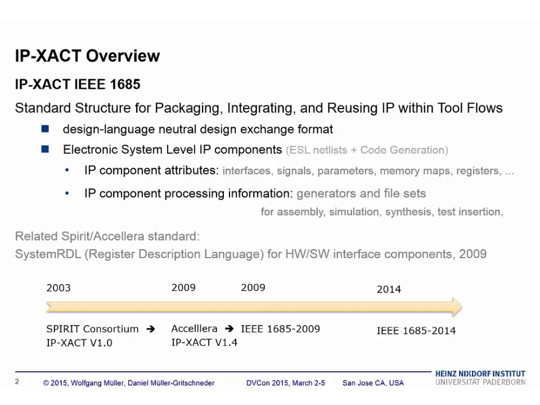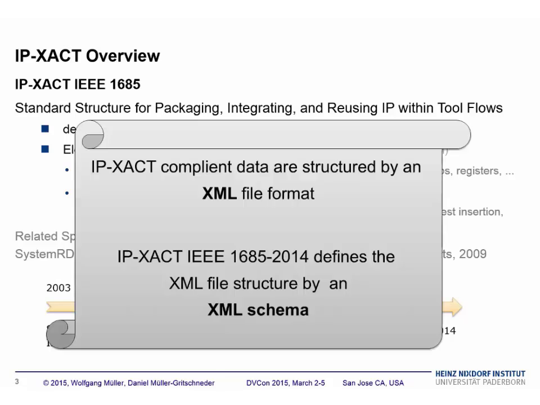And it has some history already. So in 2003. At the moment, we are at version 1.5 or IEEE 1685-2014. Related to that, of course, is also the SystemRDL language, which is more focused really on the registers, while IEEE 1685 has a little bit of a broader scope, as we will see. In general, if you get IP-XACT files, they are XML files.